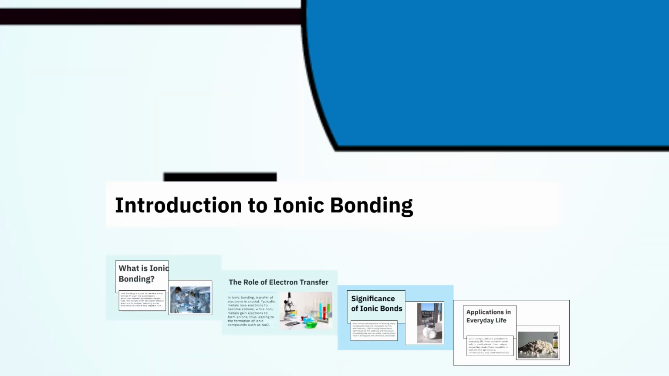What if the things that made up your table salt and electricity in your homes all came down to how atoms share or give up their electrons? Well, that's exactly what's happening in the world of ionic bonds. Today, we are diving into how these bonds form and why they are so important in creating stable compounds. Stick around because by the end of this video, you'll be seeing chemistry in a whole new light.